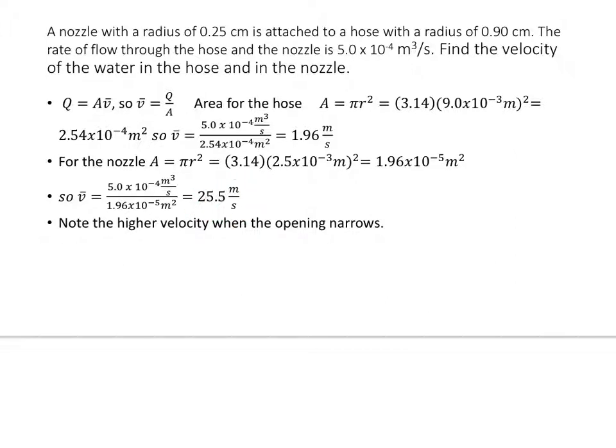So you can see here that the water moves faster, 25.5 meters per second as opposed to 1.96 meters per second, when the water goes from the wide cross-sectional area of the hose to the narrow cross-sectional area of the nozzle.